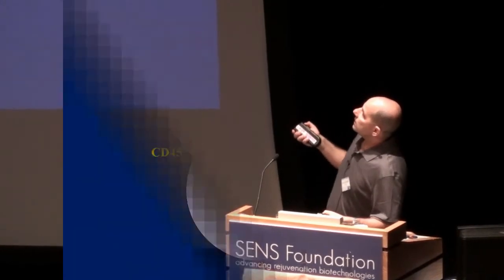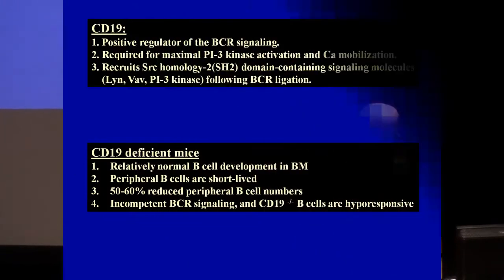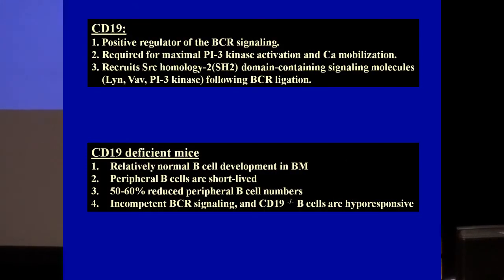We have used a mouse that is deficient in CD19. CD19 is a co-receptor that is expressed on the surface of the B cell, and it balances B cell receptor signaling. CD19 is a positive regulator. This is just some notes. It is required for maximal PI3 kinase activation and calcium mobilization, and it recruits other signaling molecules like VAV and LYN upon BCR ligation.